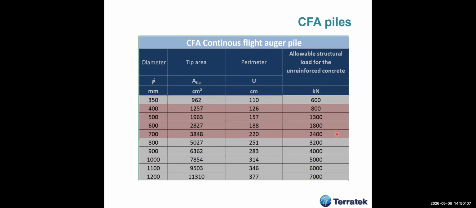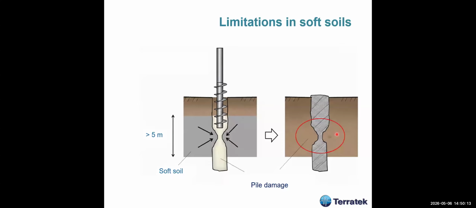You have to ask your manufacturer this kind of table and use this. This kind of pile has a strong limitation in very soft soils. If you have very soft soil, usually more than 5 meters thick, you may not use this kind of pile. Why? Because of the possibility of damage.